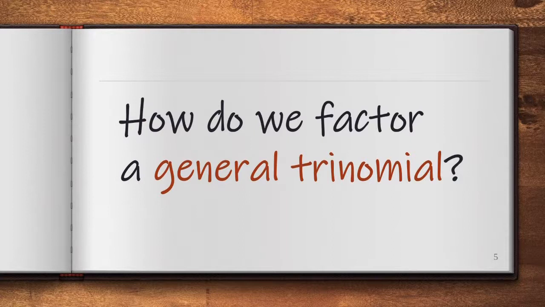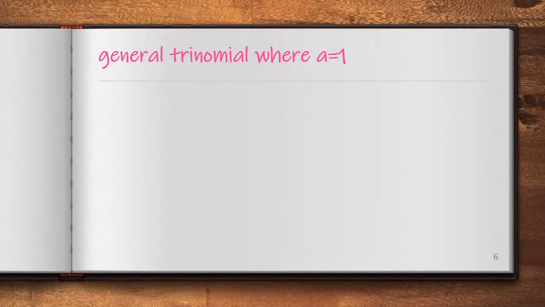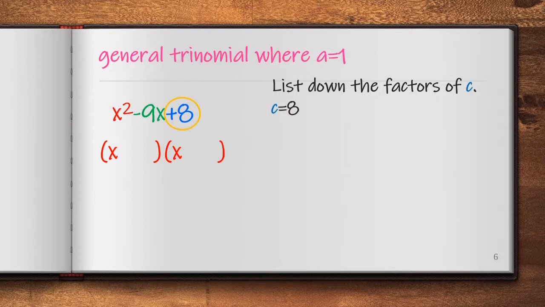How do we factor a general trinomial? Let's look at the first type, general trinomial where a is equal to 1. We have x squared minus 9x plus 8. Since a is equal to 1, let us just write the factors as directly as this, since x times x is equal to x squared. Then, list down the factors of c. c is equal to 8.